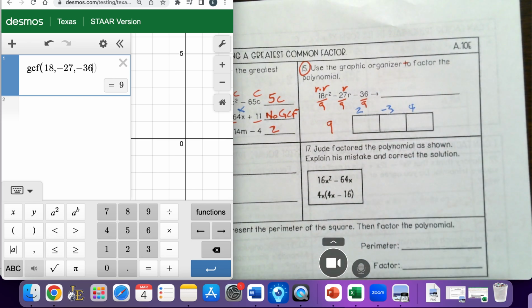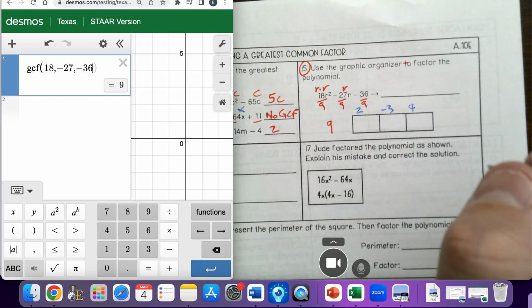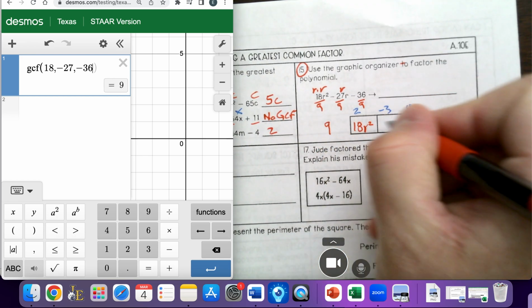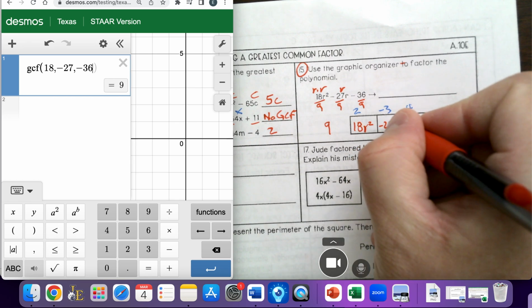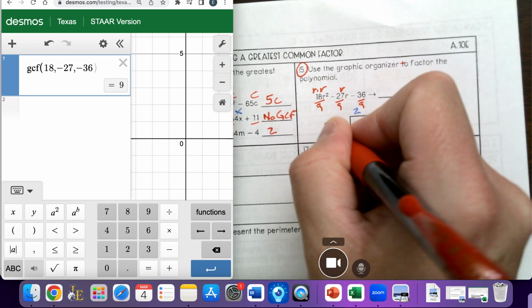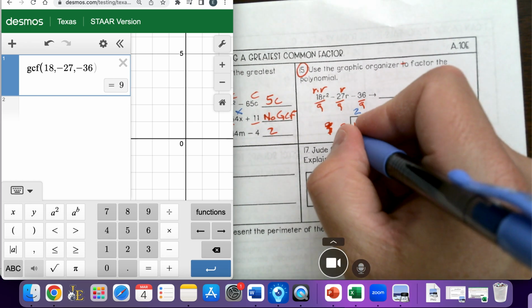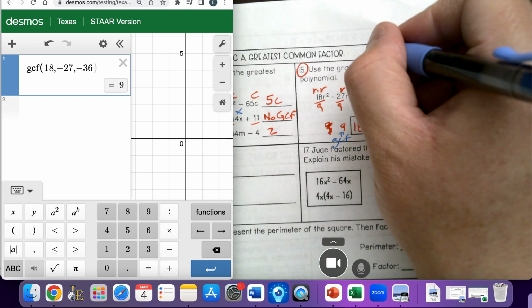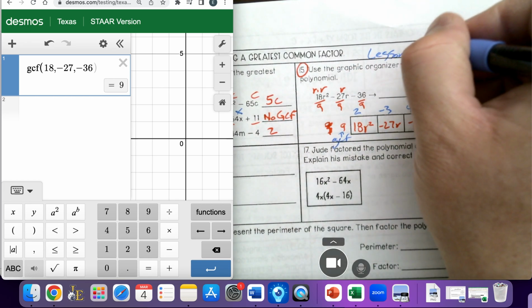And I'm kind of jumping ahead here. When I do this, I should be putting the 18r squared here, negative 27r, and minus 36. And then our greatest common factor always goes on this side. So this is from lesson 7.4, I believe. So if you have any questions, I think we did this in lesson 7.4.